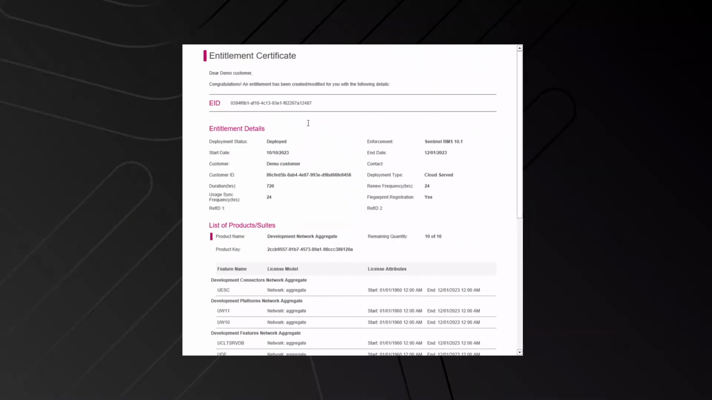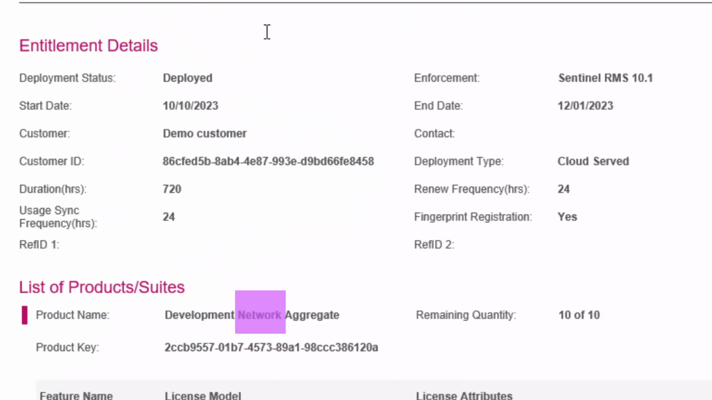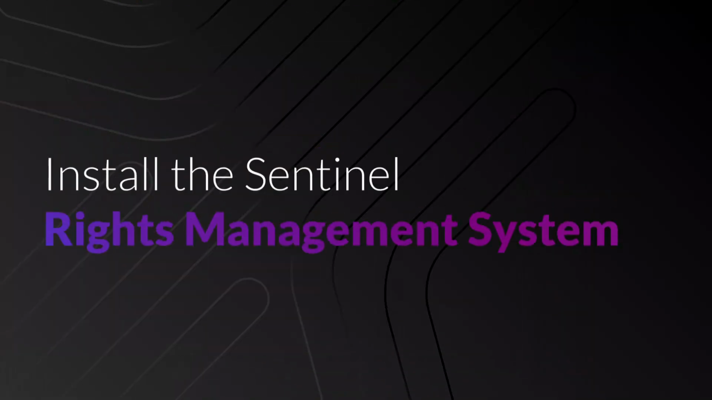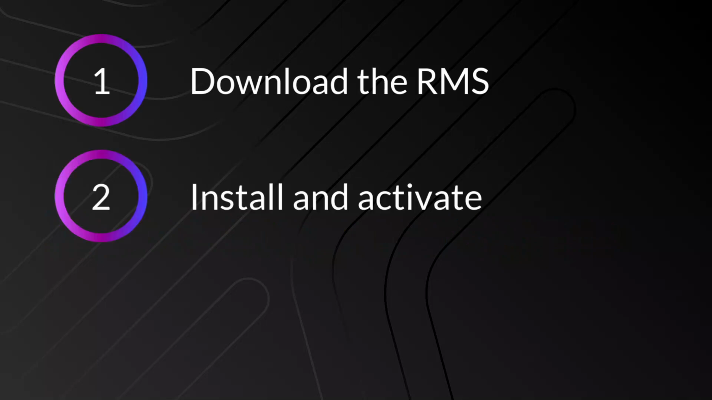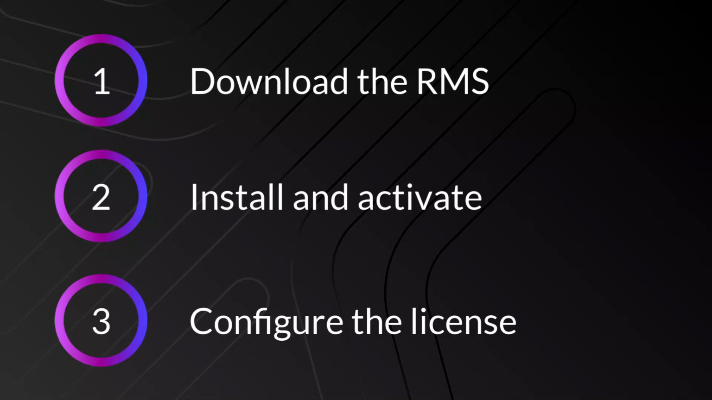You have an entitlement that says Network Cloud-Served, then you need to install the Sentinel Rights Management System on a server. Don't know how? This is the video for you to get going on Linux. To get your environment working, you download the RMS installation package, install and activate the RMS on your Linux server, and configure your Uniface machines to connect to this RMS.